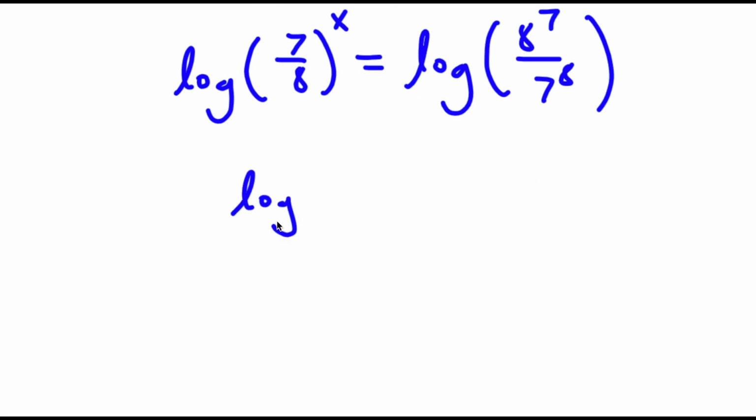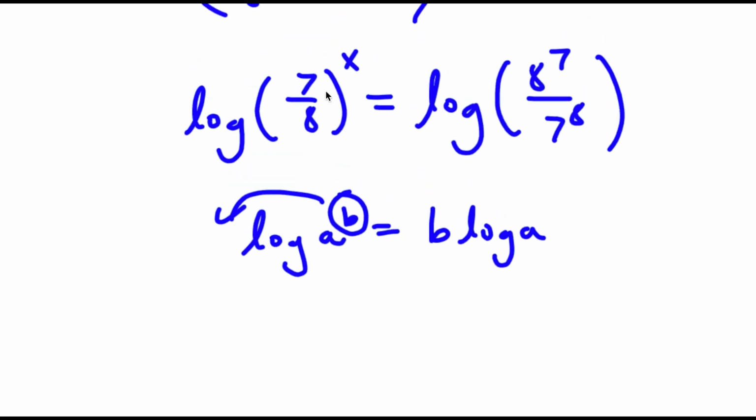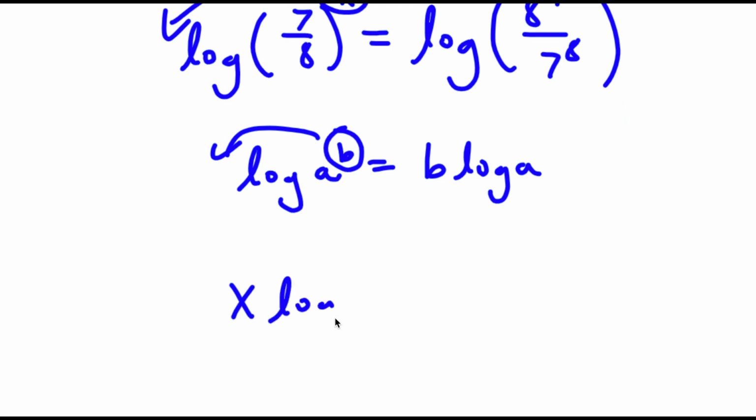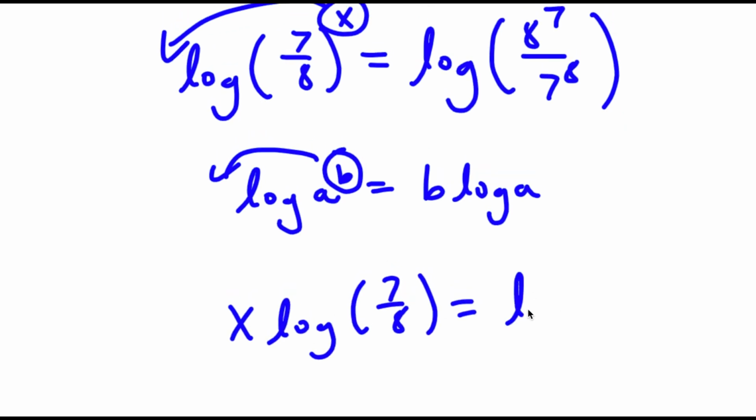Now if I have something in the form log a to the power of b, I can move this exponent b to the front. So this is going to equal b times log a. So for log of (7/8) to the power of x, I can move x to the front. So now I have x times log of 7/8 is equal to log of 8 to the power of 7 over 7 to the power of 8.